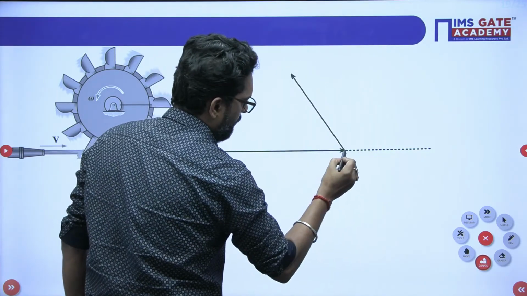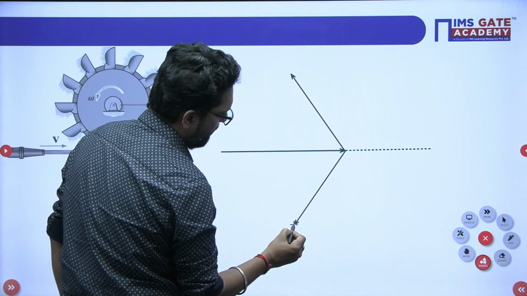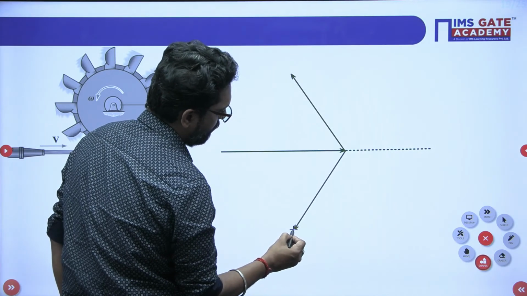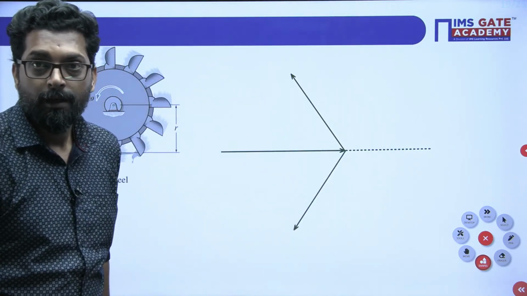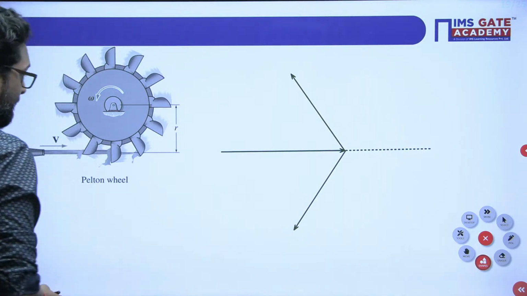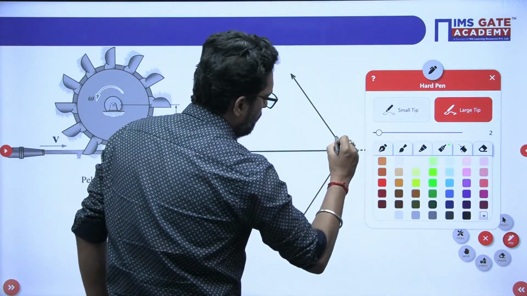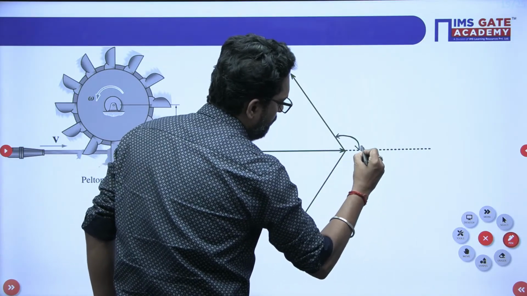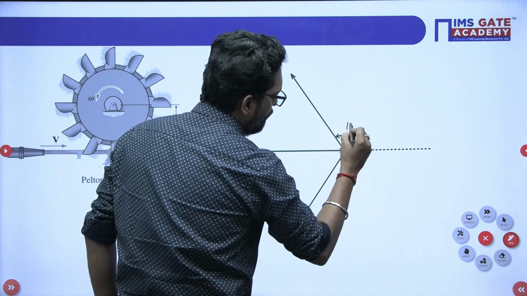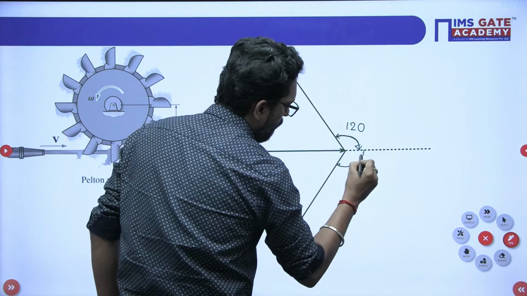The other one is splitting in a horizontal manner. This is not vertical, beta, this is horizontal. Please be careful. This is your horizontal one. So what is the angle? This is the splitting angle, 120. The same splitting is there, 120.